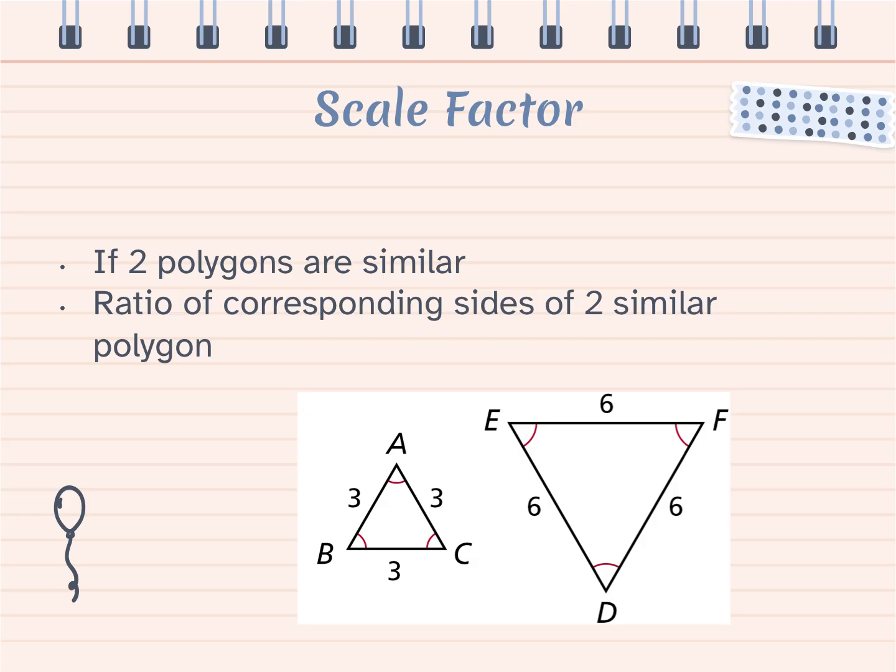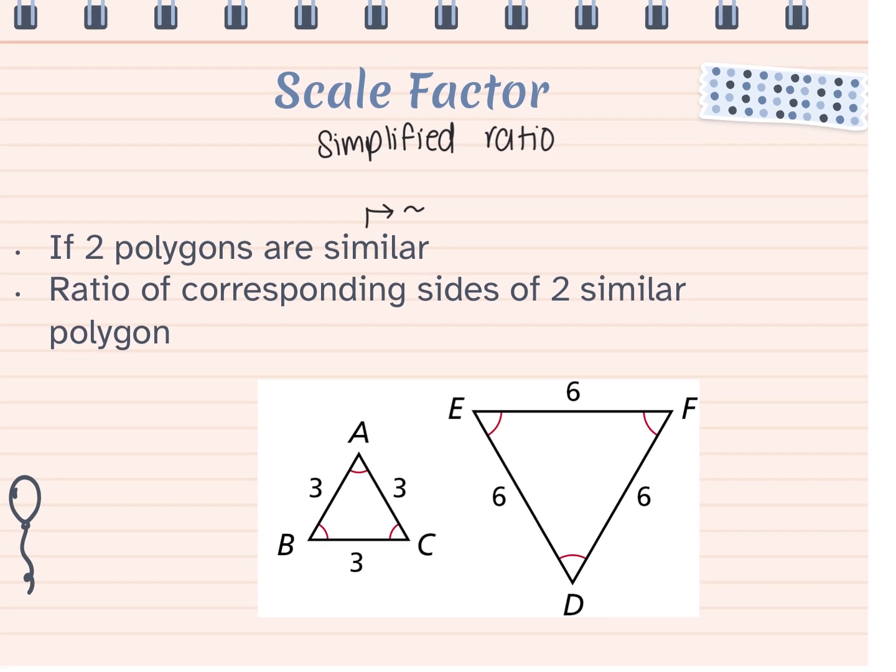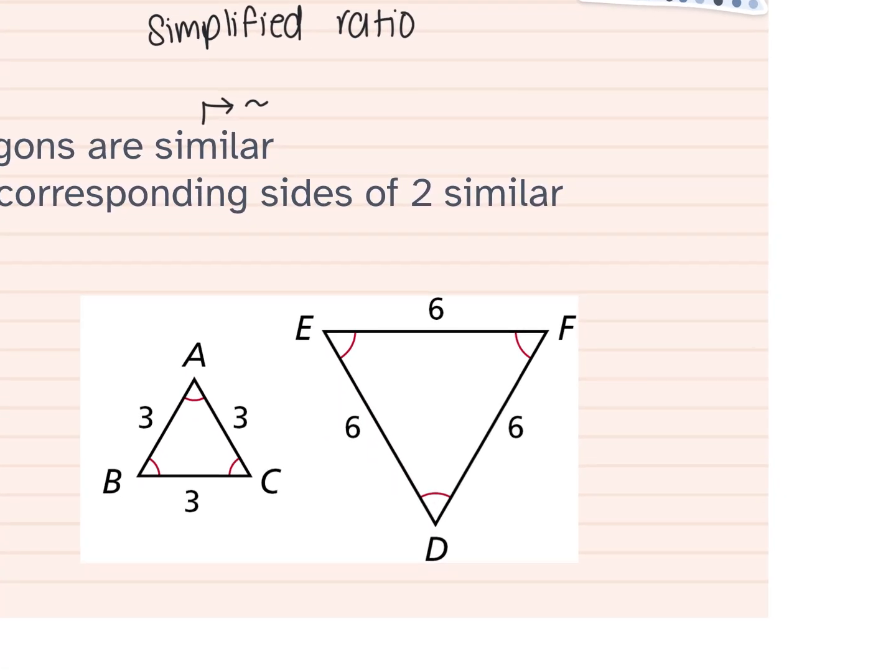All right, now we're at scale factor. With scale factor, you have to simplify your ratio. So scale factor is a simplified ratio. Okay, always going to be that simplified ratio. Keep in mind you can only take a scale factor if your polygons are similar, and if you forgot, the symbol for similar is just the squiggly line, okay? Scale factor is the ratio of corresponding sides of two similar polygons. So I'm trying to find my scale factor here. It's the ratio of my corresponding sides.